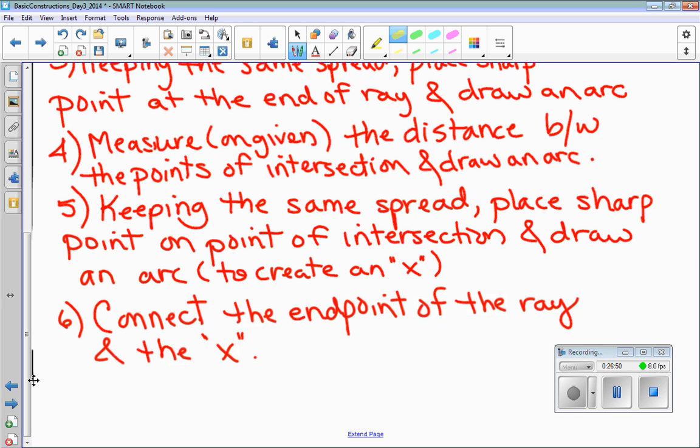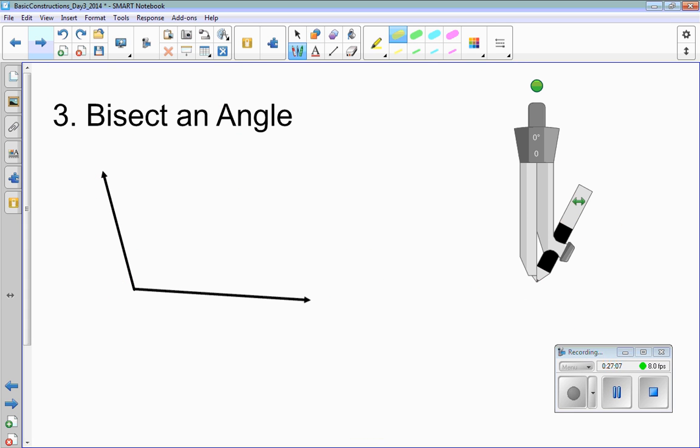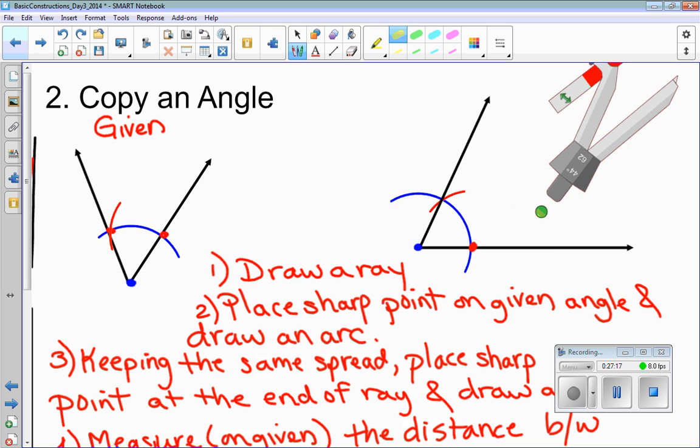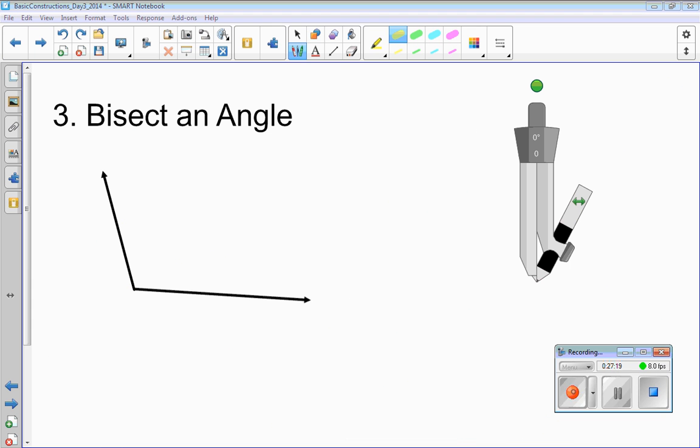Feel pretty confident so far? I'd like for you to take a minute and practice both of those constructions one additional time. You can do it on a separate sheet of paper. You can do it right next to it using your instructions. But I want you to try those two one more time. Then we're going to move on because the next one is to bisect an angle. So go ahead and practice the first two, especially the copy an angle. I think that one's a little bit harder maybe than the other. But I would like for you to practice this one more time before we do the third one.